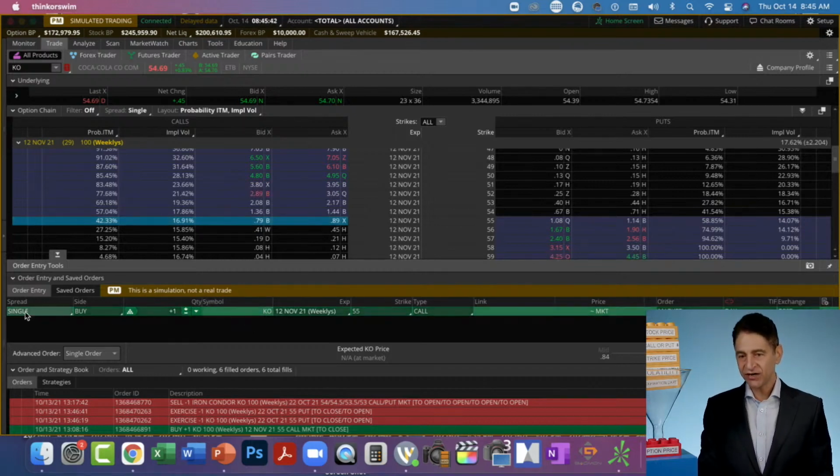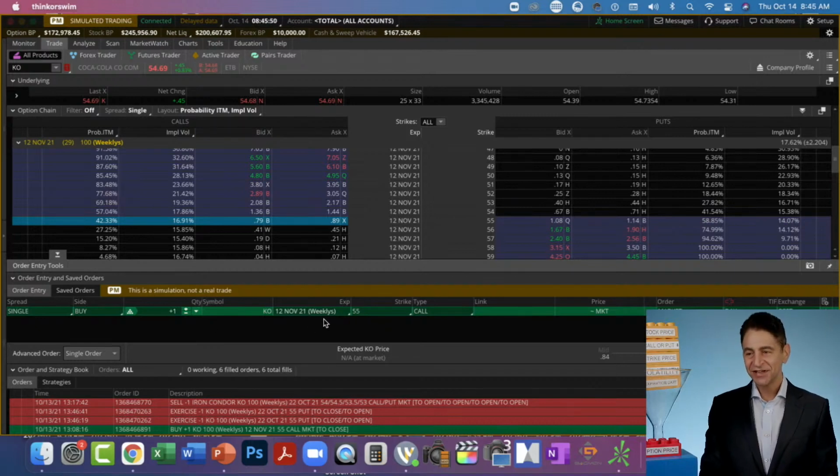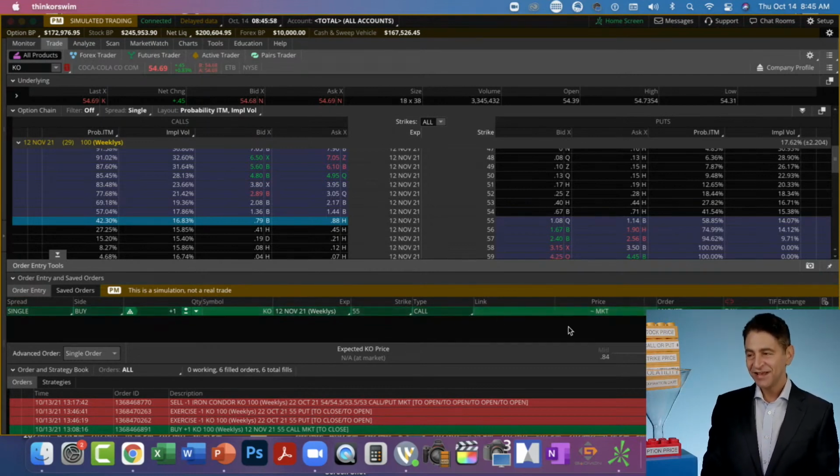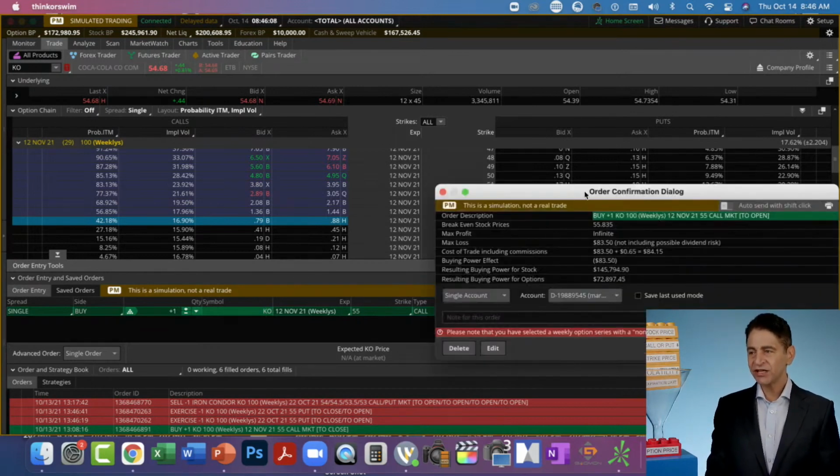So what we see here is a single option of Coca-Cola. It's one contract, which acts like 100 shares, hence 100 hockey pucks. It expires on November 12th. It's a strike price of 55, meaning if it goes above $55, I make money. And you can select what exchange to trade it through, and to make it a market order or a limit order. I'll just do a market order. I'll keep it simple. So I click confirm and send.